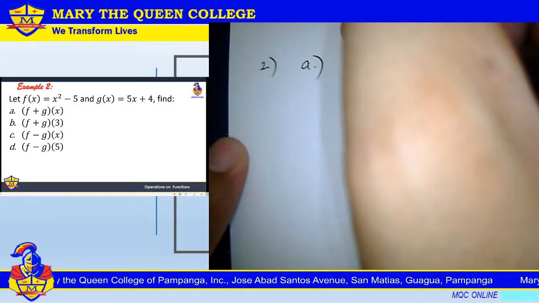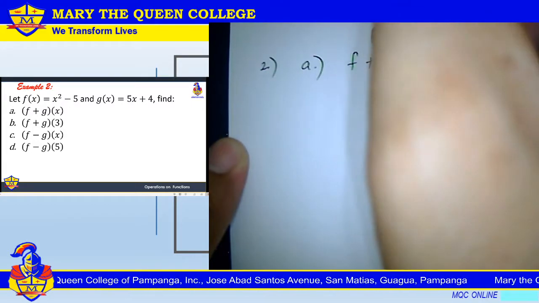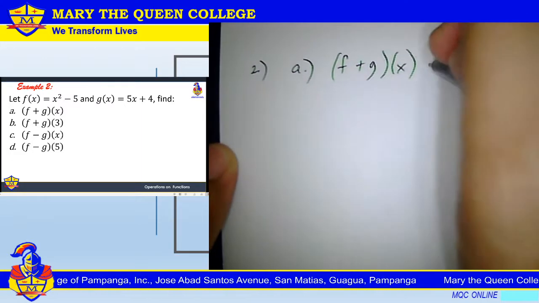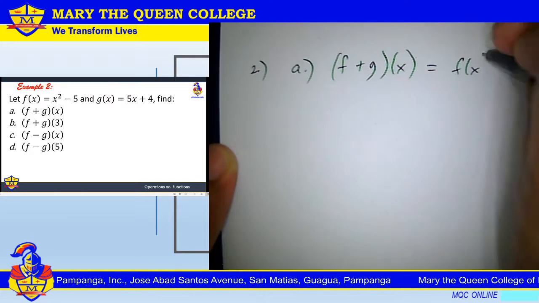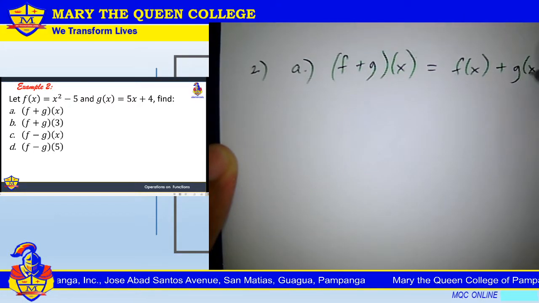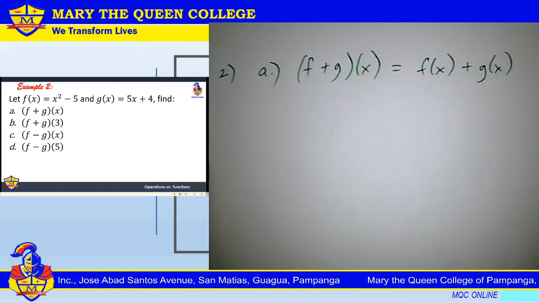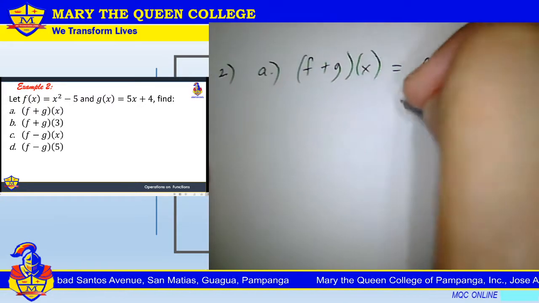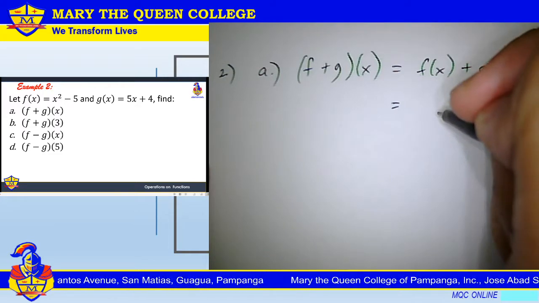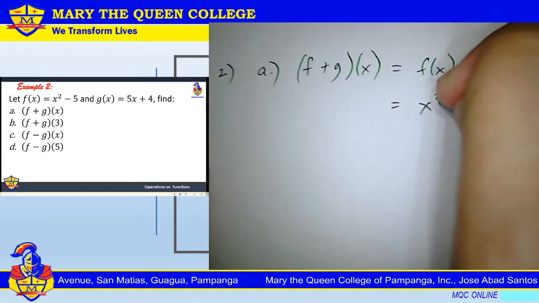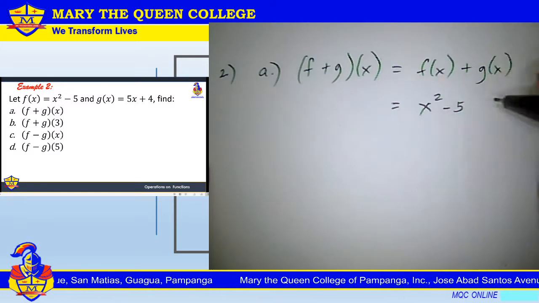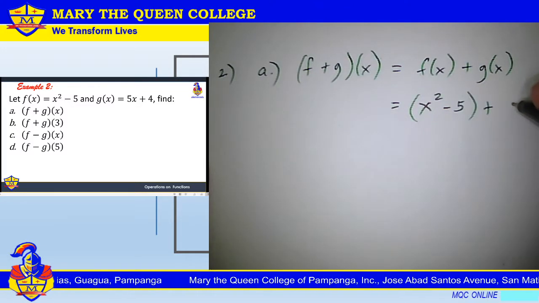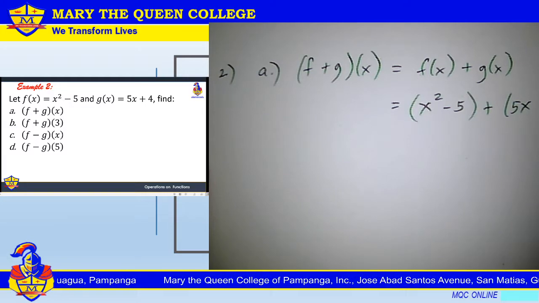So we have f plus g of x. So f plus g of x, this is f of x plus g of x. Okay? So copy our given function. F of x, we have x squared minus 5 plus 5x plus 4.